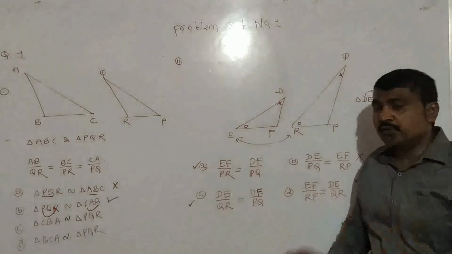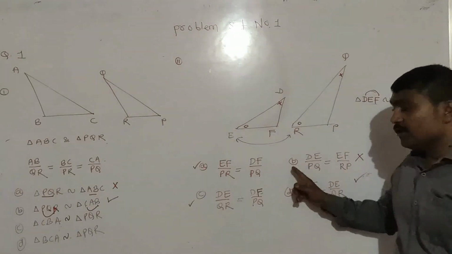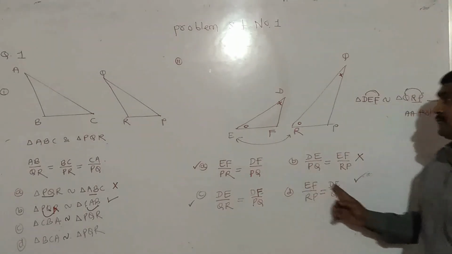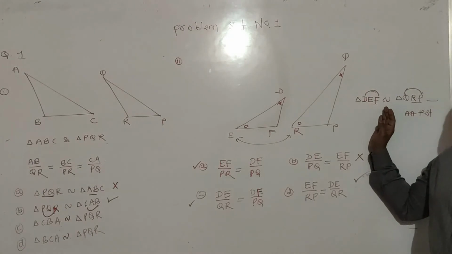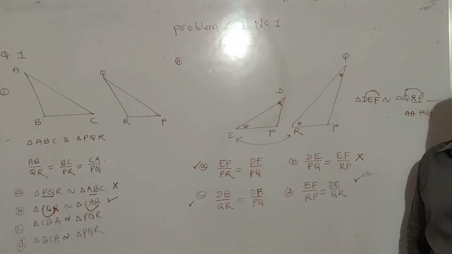So question number 2 is which of the following option is false? Which of the following options is the false order in the given similarity? So this is the false, so option number B is your answer. Understood?